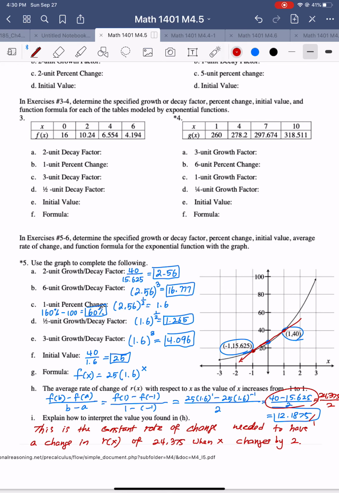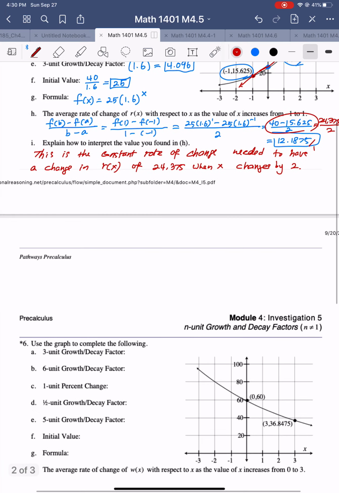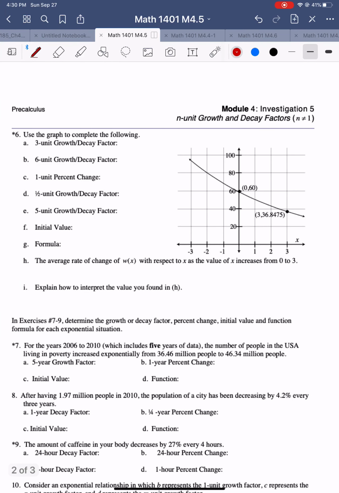Alright, let's take a look at number 6. Number 6 is decreasing. So number 5 was increasing, and number 6 is decreasing now. So use the graph to complete the following. So 3 units, this time is a decay factor, right? Okay, because decreasing. So 3 units means x is increased from 0 to 3, isn't it?